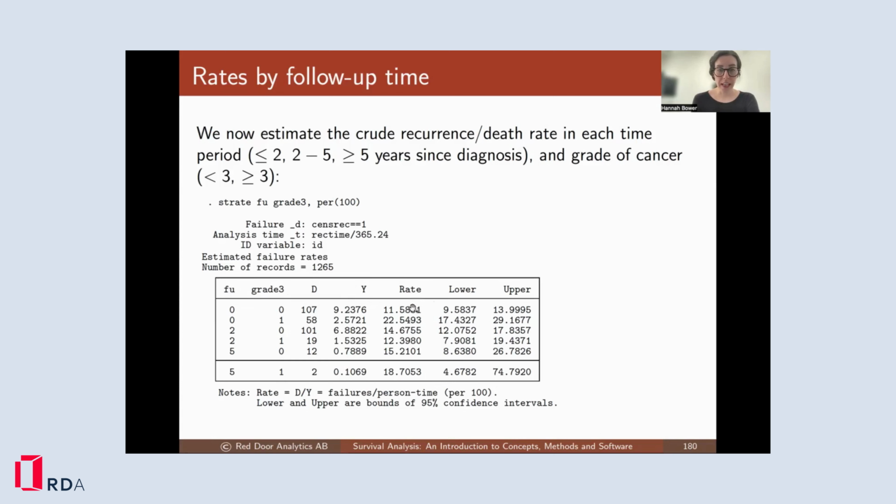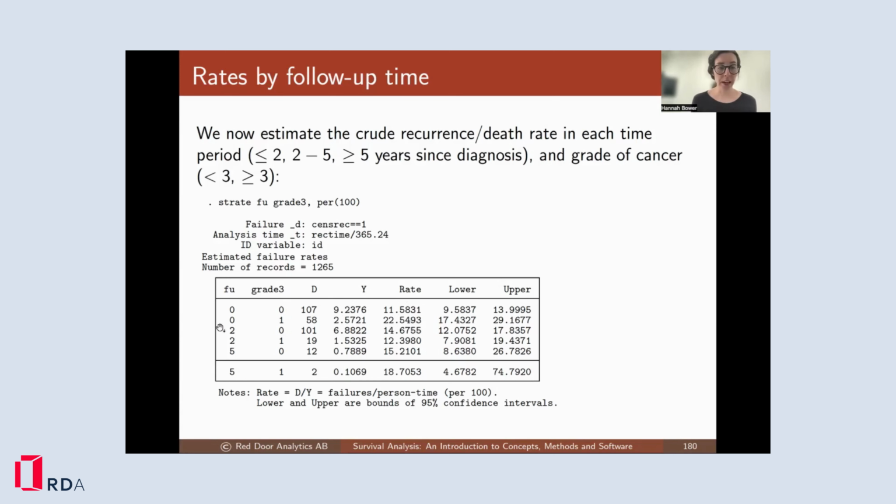So what we can see is that within the first 2 years, when we have grades not equal to 3, the rate is 11.58 per 100 person years of recurrence or death. And if we look at the rate within those that had a grade 3 cancer within this time period of 0 to 2 years, the rate is 22.54. So we see a really large difference there between the 2 values.